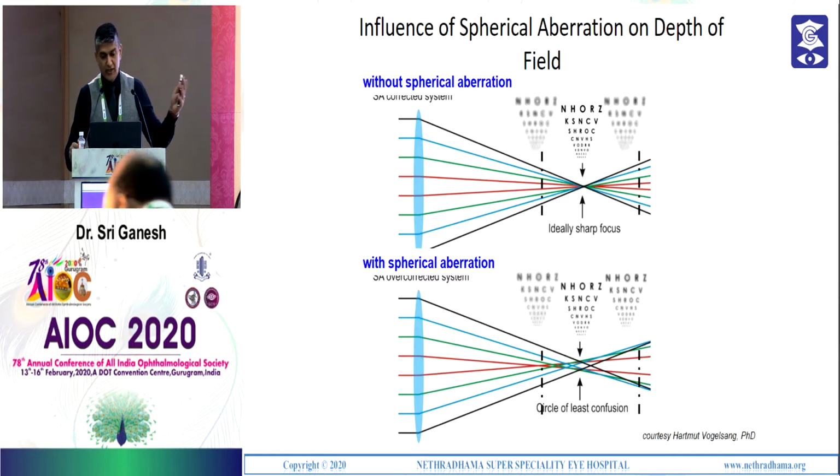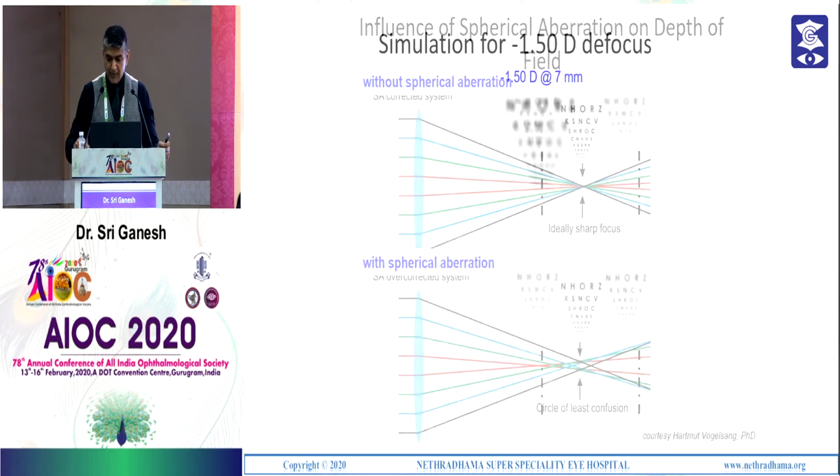So if you look at spherical aberration and depth of field, if you don't have any spherical aberration, then you have a very sharp focus, but on either side of the focus the image is a little blurred. With some amount of spherical aberration, even if you have a little bit of change in the plane, there is a circle of least confusion where it is sharpest, and even on either side it is not that blurred.